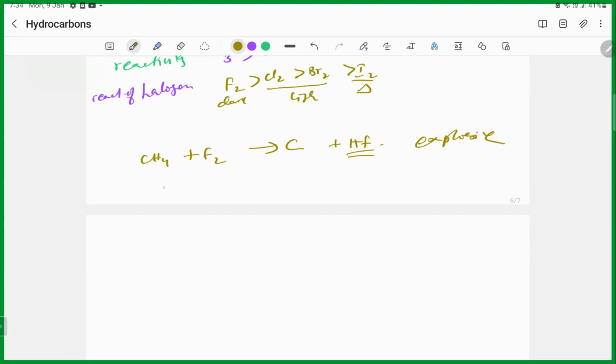So how it comes, if you see, same fluorination on heating 150 to 350 degrees centigrade, it will give CH3F plus hydrogen fluoride. Okay, this is the way you can give that.